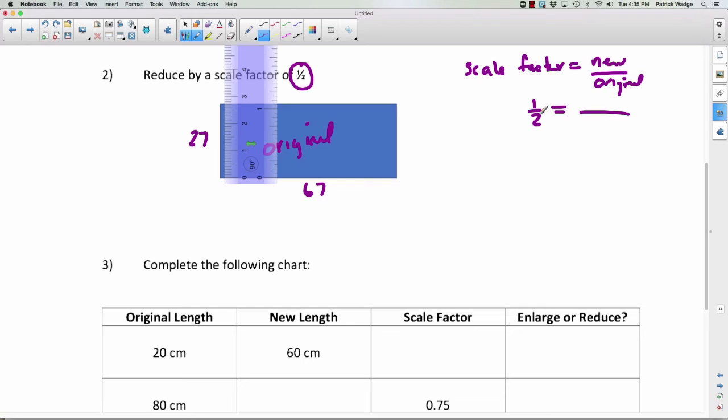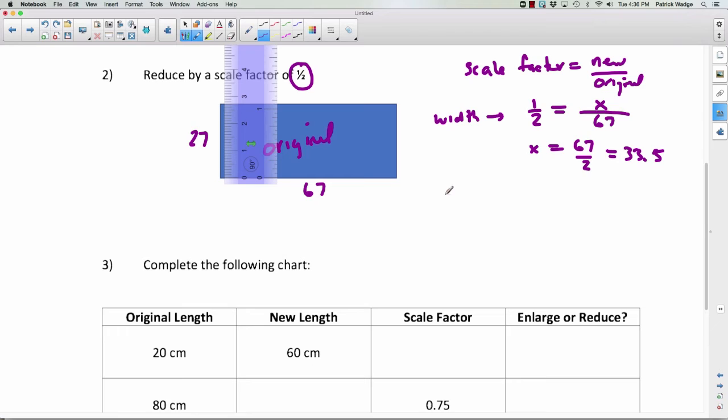So the scale factor is 1/2. Our original width, I'm going to put width here just so we know what we're talking about. Our original width was 67, and I have to figure out the new. How am I going to figure that out? I don't know it. That's an unknown amount. I'll call it x. Guess what I can do? I can cross multiply. 1 times 67 is 67. Divided by 2, I get 33 and a half.